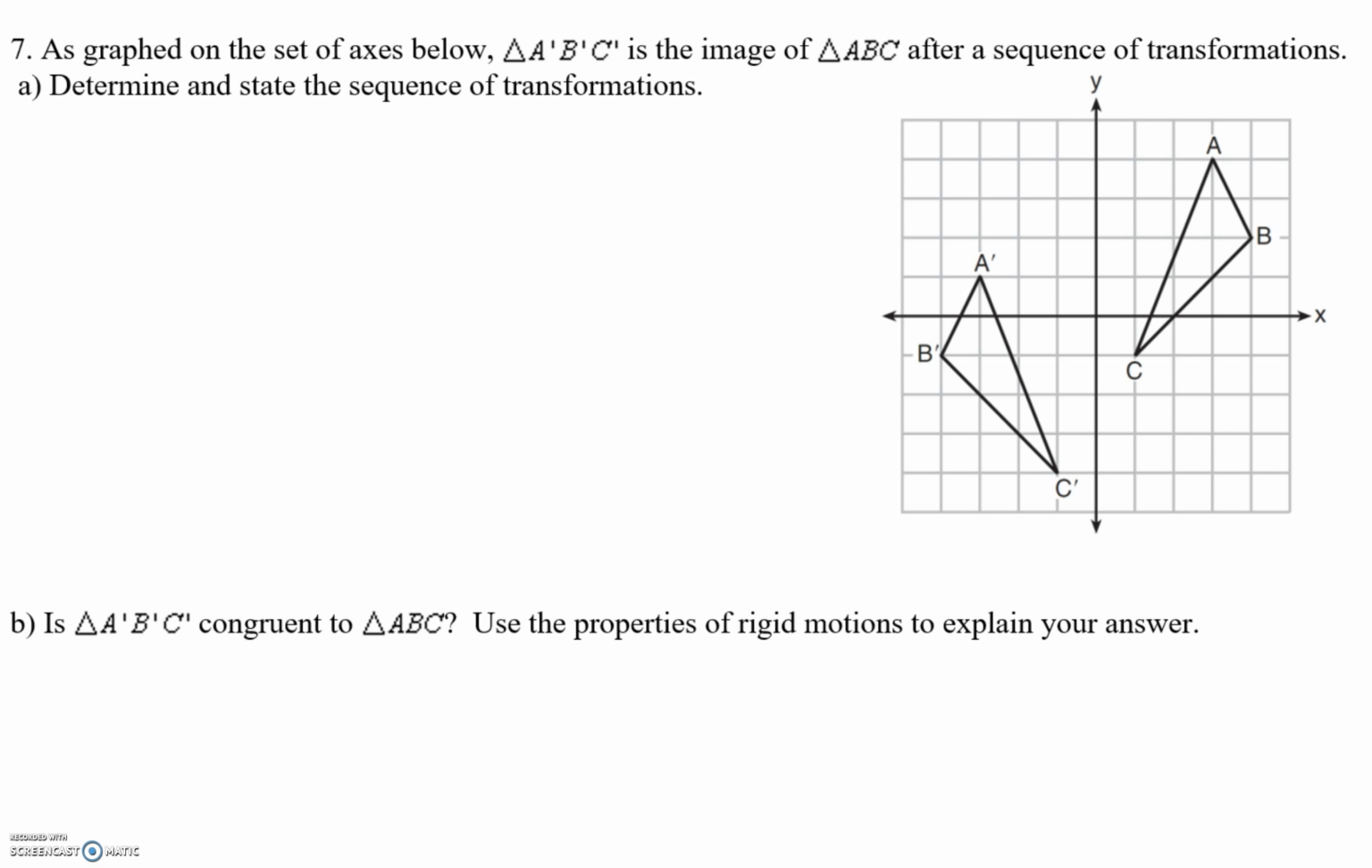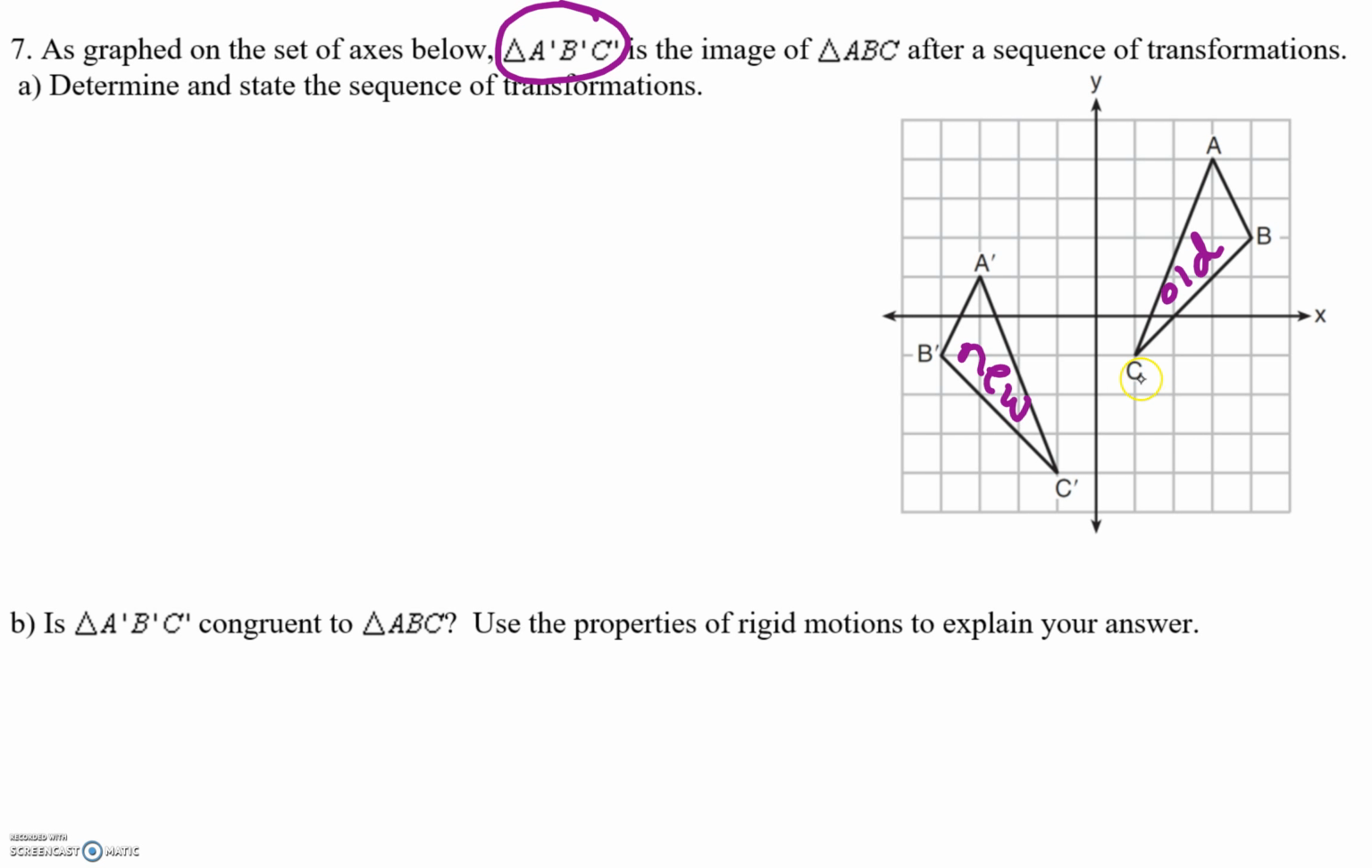Okay, question 7. As graphed on the set of axes below, triangle A prime, B prime, C prime is the image of triangle ABC after a sequence of transformations. Part A, determine and state the sequence of transformations. So, A prime, B prime, C prime is your new image. And this one, ABC, is your old. So we need to go from this right triangle to the triangle on the left.